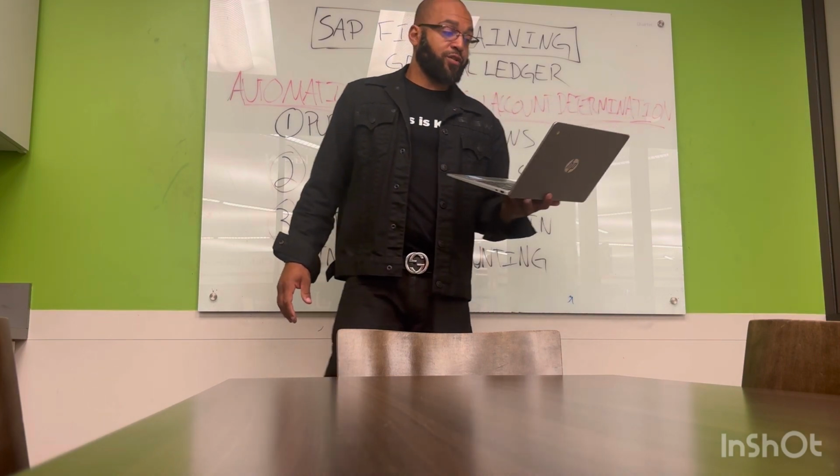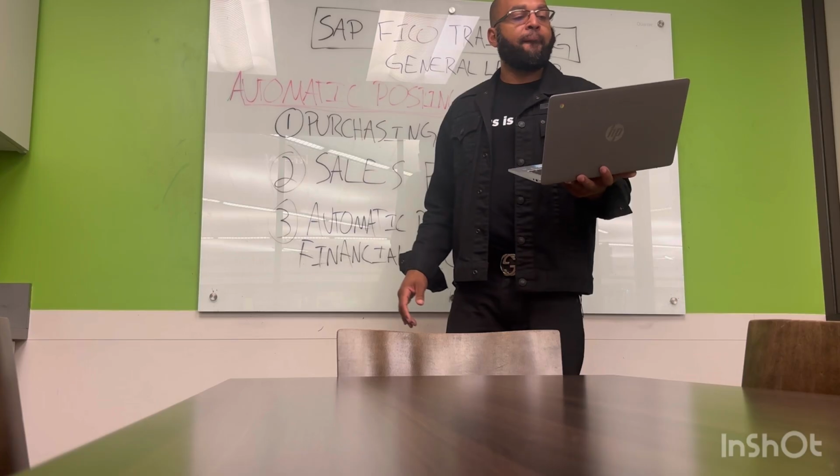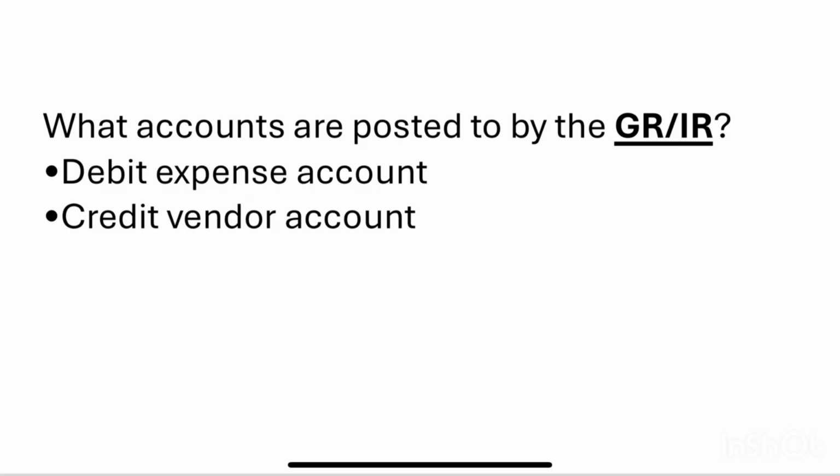I got a bunch of questions. Where are plants mapped to? The same plants that we received our materials at, where the storage locations are. These are mapped to company codes. What accounts are posted to by the GRIR? We debit the expense account and we credit the vendor account.